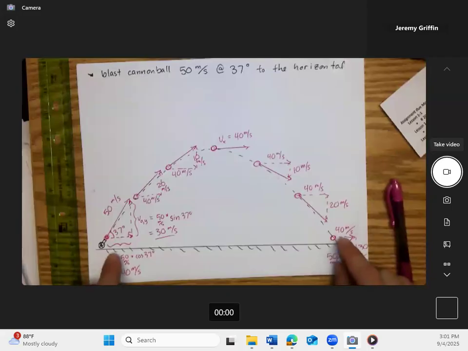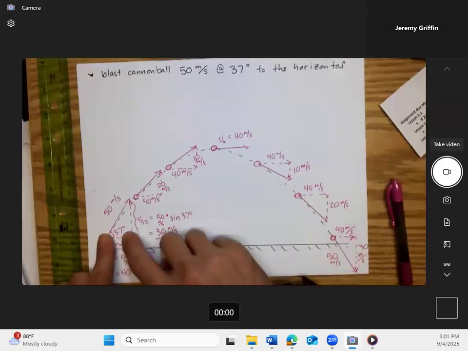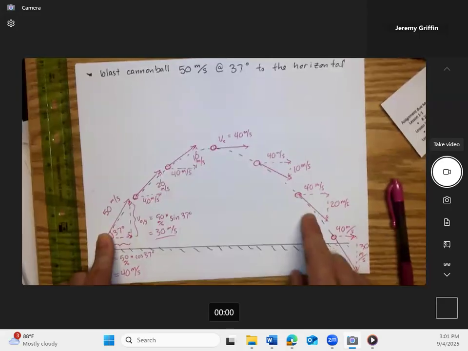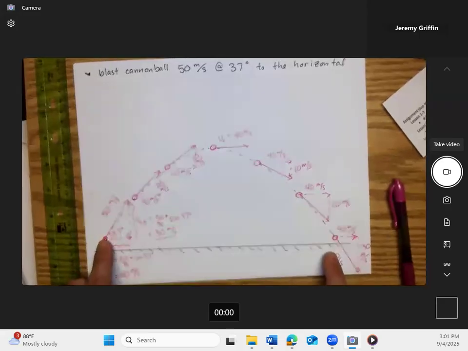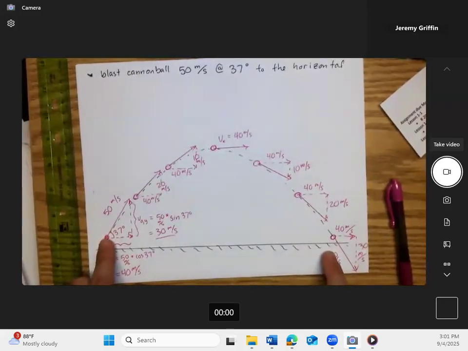Or you could have done this by symmetry. Do you remember the blast speed, which was also at ground level, was 50 meters per second to start with? It's slowing down on the way up. It's speeding up on the way down. You guys see, by symmetry, of course, it would be at the same speed at equal elevation.